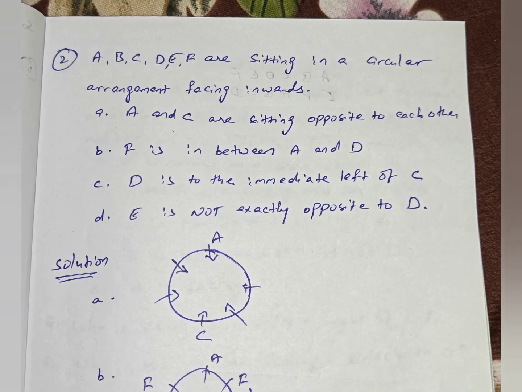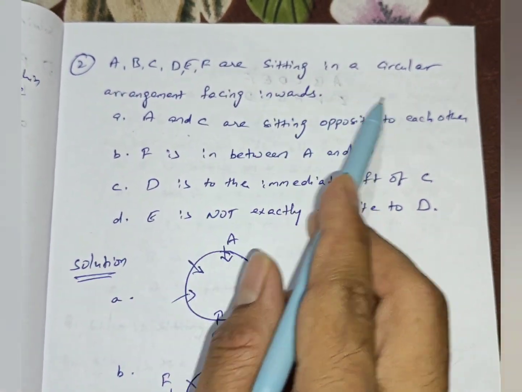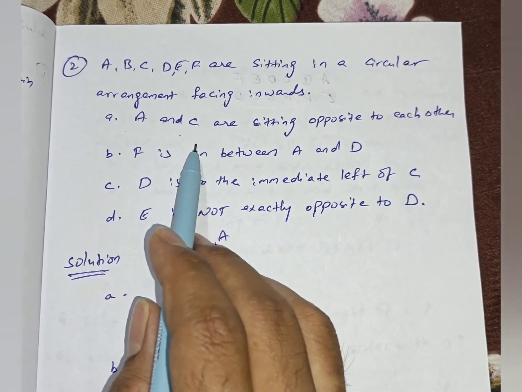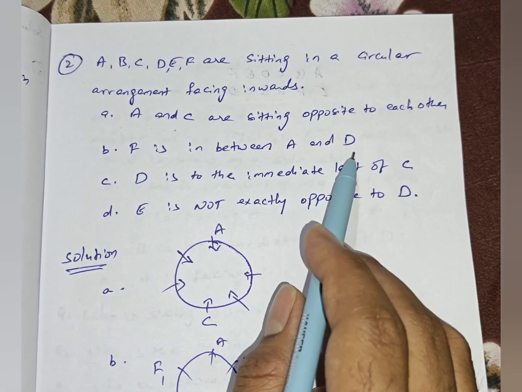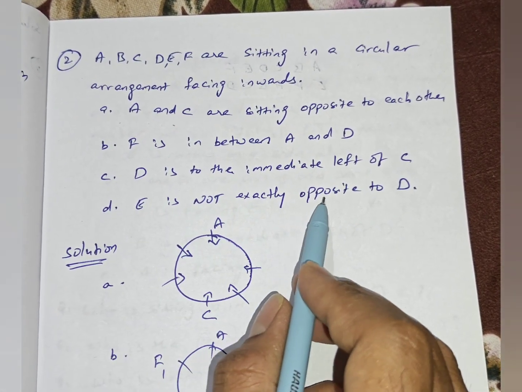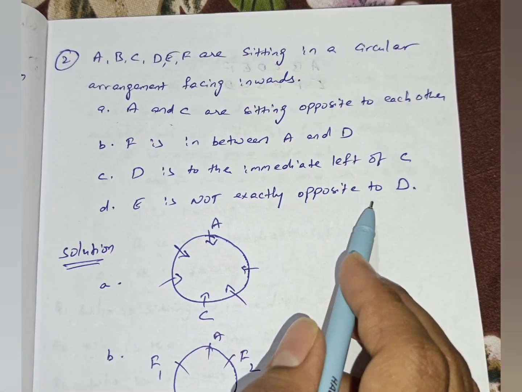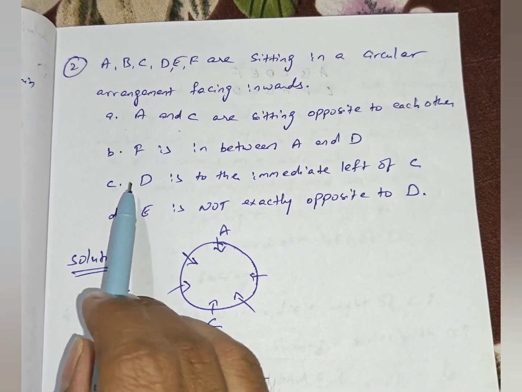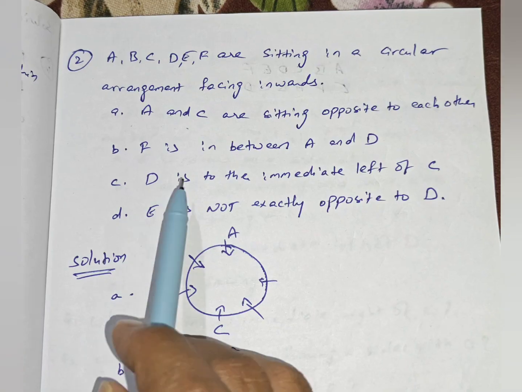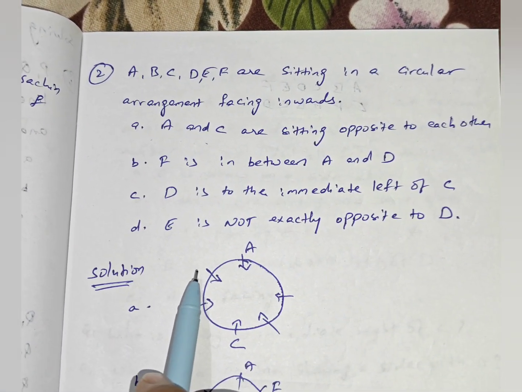Now let us solve a problem on circular arrangement. A, B, C, D, E, F are sitting in a circular arrangement facing inwards. These are the statements. A and C are sitting opposite to each other. F is in between A and D. D is to the immediate left of C. E is not exactly opposite to D. Now, for exactly opposite, we have already assumed that this is only possible when there is an even number of participants. Here there are 6, which is an even number. So E and D should not be sitting opposite to each other.